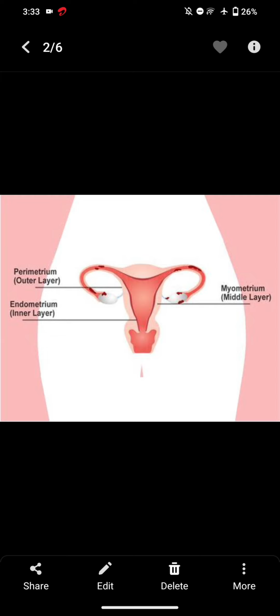And the last layer is the inner layer, which is the endometrium. It is where the fetus grows in the uterus. The blood supply is through the uterine artery and uterine vein. This is all about our uterus.